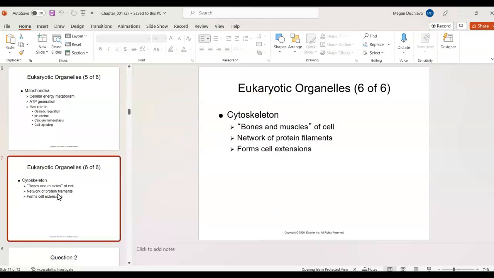Cytoskeleton, so let's start to think about affiliating words that we already know and using it to our benefit. Cytoskeleton in a eukaryotic cell helps to create structure just like our skeleton does.